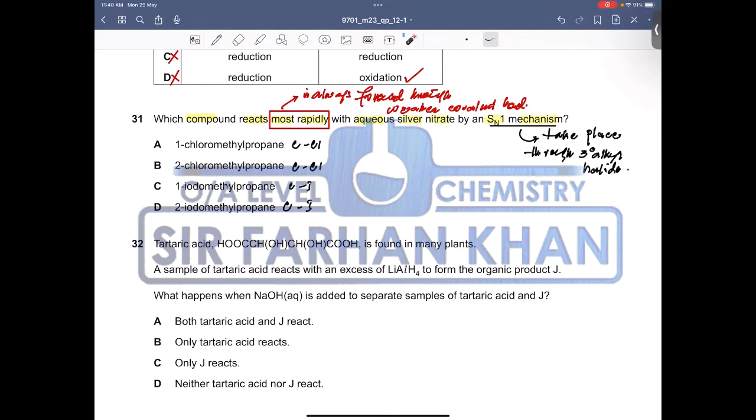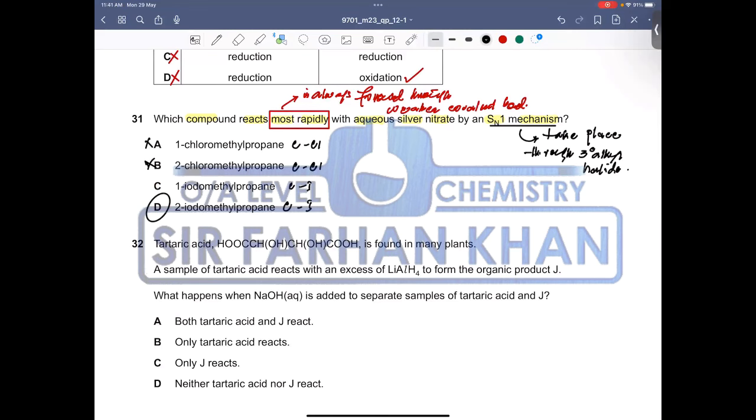And obviously, carbon-iodine has a larger bond length than carbon-chlorine, which means carbon-iodine is a weaker covalent bond than carbon-chlorine. That means the carbon-iodine bond needs less energy to break, and therefore the reaction takes place most rapidly with carbon-iodine instead of carbon-chlorine. Therefore, options A and B are incorrect. Now we need to find out from these two options which one is the tertiary alkyl halide. I believe D is going to be the tertiary alkyl halide.